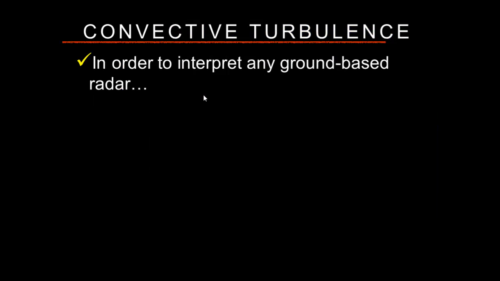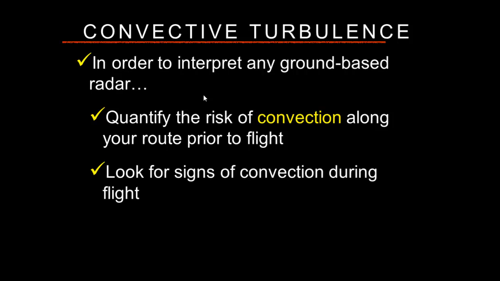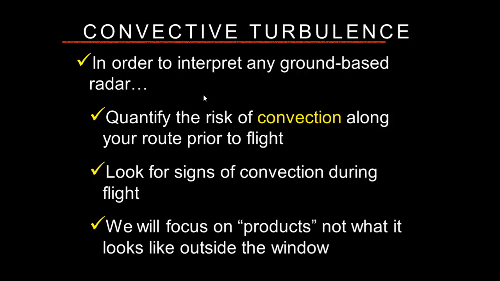So in order to interpret any ground-based radar, before you get started with that, you really have to quantify the risk of convection along your route. That looks basically at that big weather picture. So you want to look for signs of convection, look at convective outlooks prior to flight, but also while you're in flight. You want to look at the clouds. You want to examine what's happening there. If you have a vertically developed cloud, clouds with very hard edges, those are convective clouds. And when they start getting deeper and deeper, that's when we worry about running into severe or extreme turbulence. Now, in this particular webinar, we're not going to focus on what's the look and feel outside the window per se. We're going to focus on the products themselves.